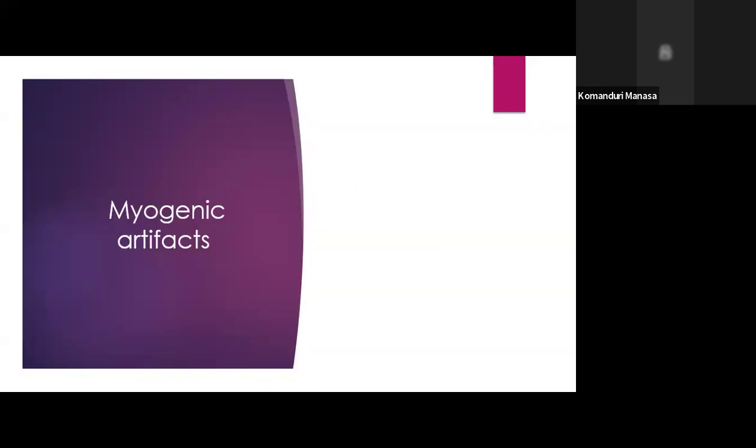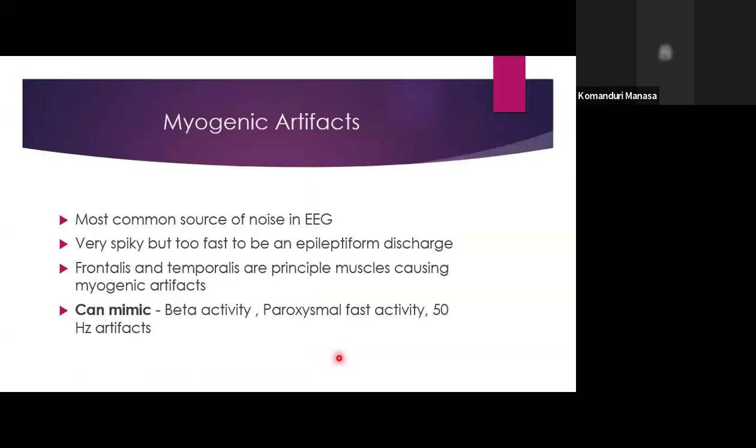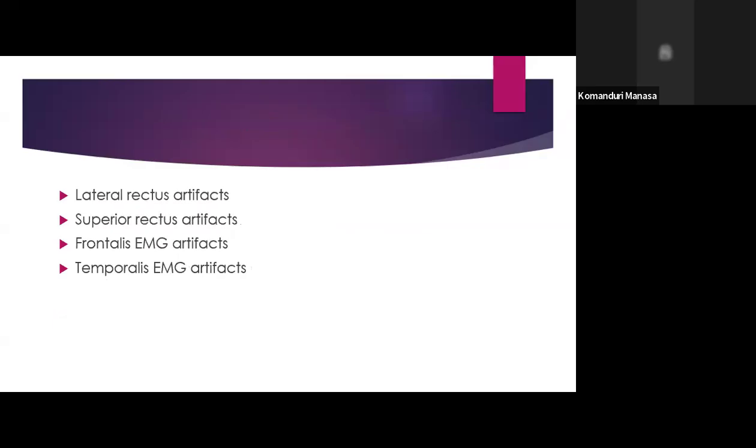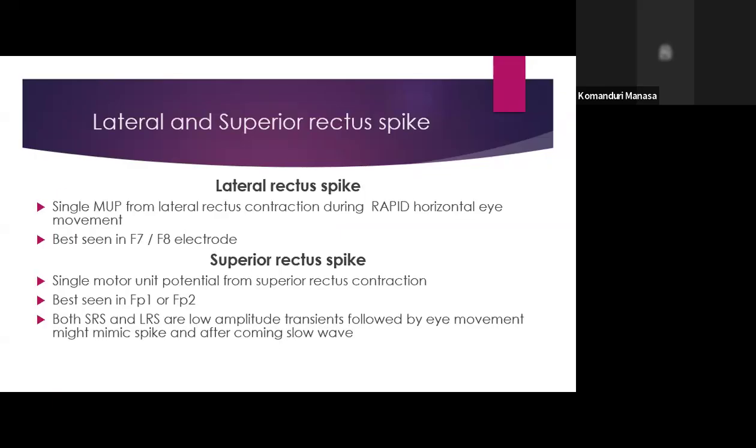So coming to the myogenic artifacts. These are the most common source of noise in EEG. They are very spiky, in high frequency ranges, and are produced over the frontalis and temporalis, the principal muscles causing the myogenic artifact. They can mimic paroxysmal fast activity, 50 Hertz artifact from the power supply, or beta activities. There are different myogenic artifacts like lateral rectus, superior rectus, frontalis EMG and temporalis EMG artifacts.